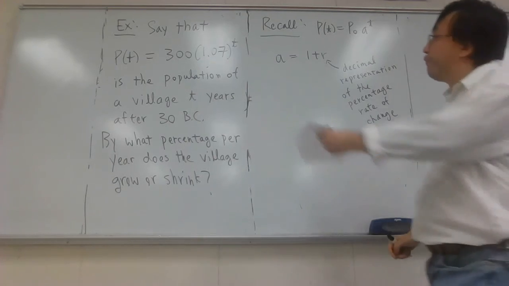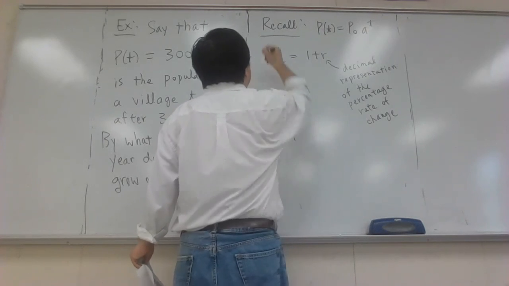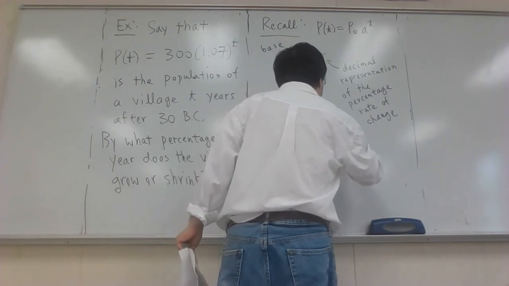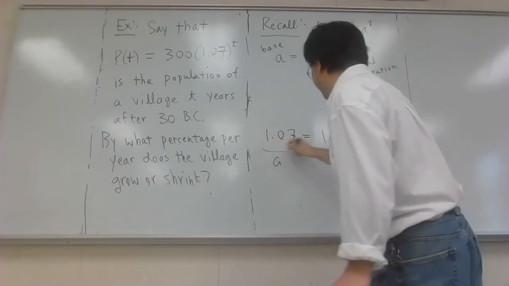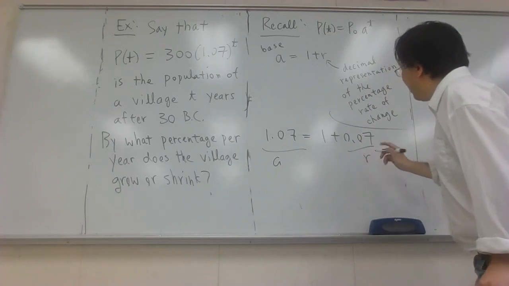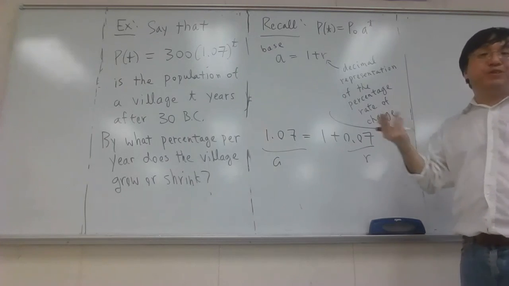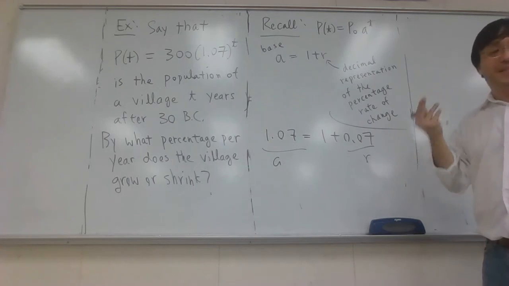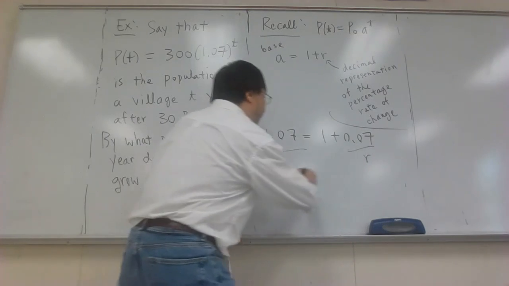So then, over here, what's the base? The base a is 1.07, so that's 1 plus 0.07, so this is r. And remember what r is. R is the decimal representation of the percentage rate of change. So since this is the decimal form of that percentage, we know that the population of the village is growing by 7% per year.